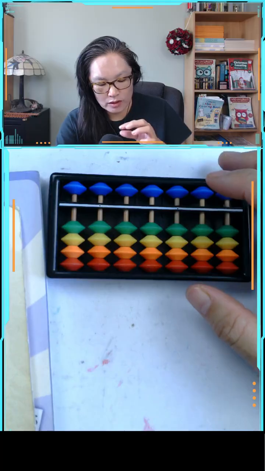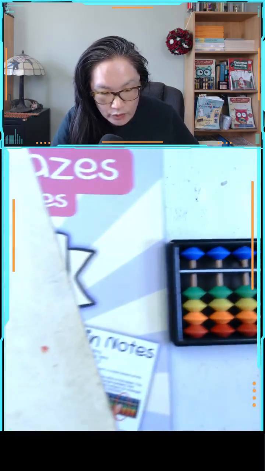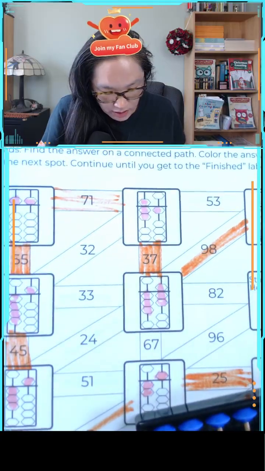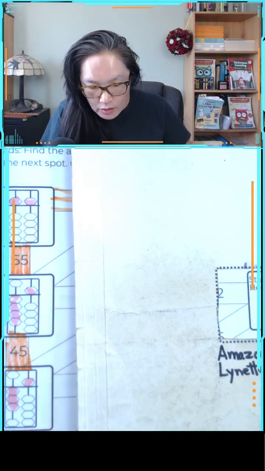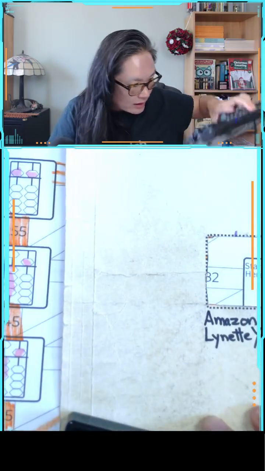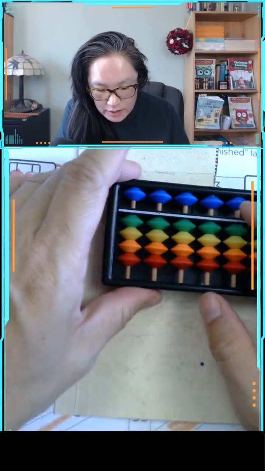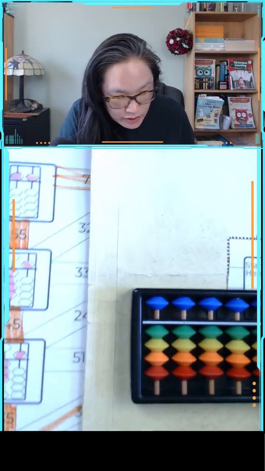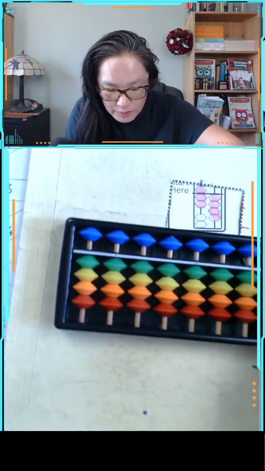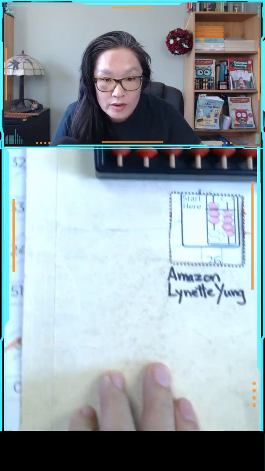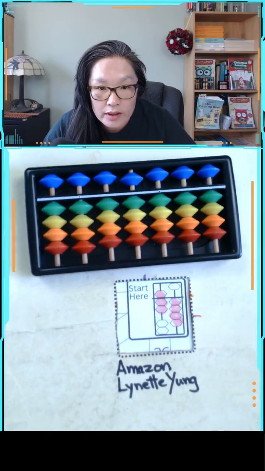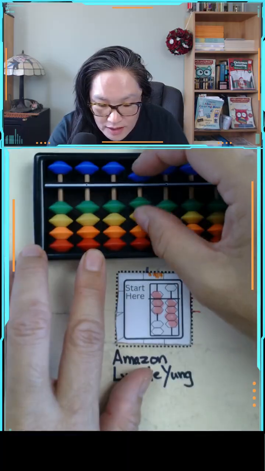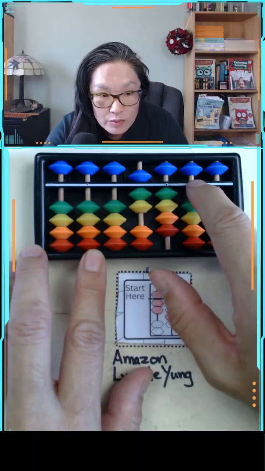Anytime the beads are touching this horizontal bar, it is considered counted. So when we're looking, let's start with this. This is our tens and this is our ones. What does that mean? This is our ones and this is our tens. We're going to look at this puzzle. This puzzle is over here, and I have my question. My question is, whenever the beads are touching this horizontal bar, that's what's considered counted.